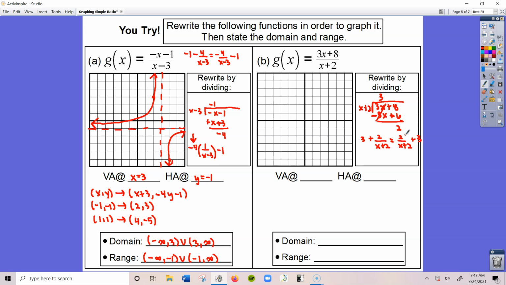Anything that is in the numerator, I can factor out. So we would write 2 parentheses 1 over x plus 2 plus 3. From here, now I'm able to find my asymptotes. The vertical asymptote in the denominator, we see that it's x plus 2, so we have a vertical asymptote at x equals negative 2. The horizontal is the number added here at the end, so y is equal to 3. So I can now put those asymptotes on my graph. We have x is equal to negative 2 and y is equal to 3.